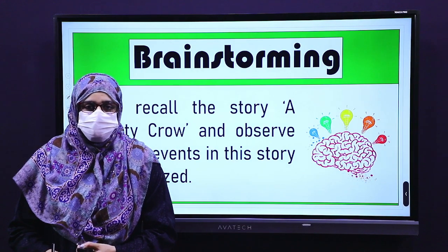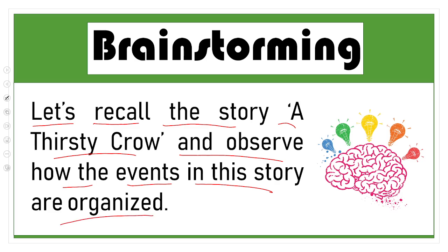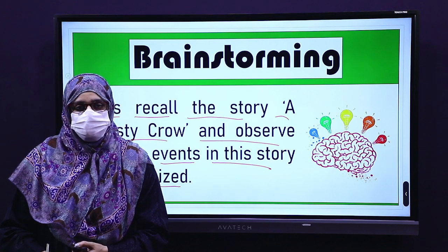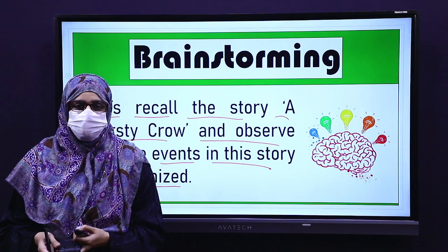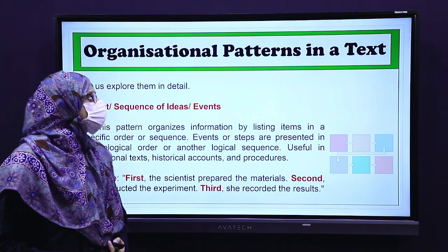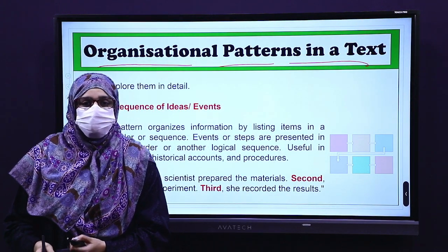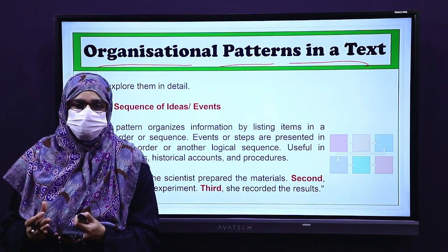Let's do a quick brainstorming session. Let's recall the story, A Thirsty Crow, and observe how the events in this story are organized. Can you recall the story A Thirsty Crow and identify or analyze how different events are organized in that particular story? Exactly. Organizational patterns in a text. So, in order to organize a text, we use different patterns. Let's explore all these patterns one by one.